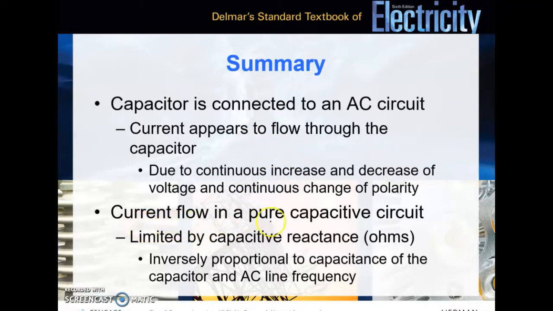When current flows in a purely capacitive circuit, the current limiting effect is called capacitive reactance. It's measured in ohms, and we saw in the earlier slide that capacitive reactance is inversely proportional to the line frequency. And we saw with the math earlier, it's also inversely proportional to the capacitance of the capacitor.